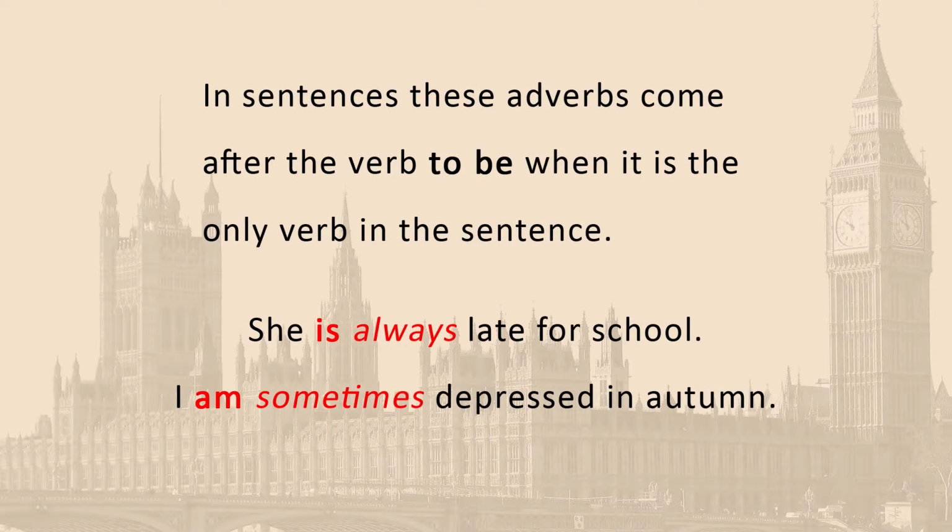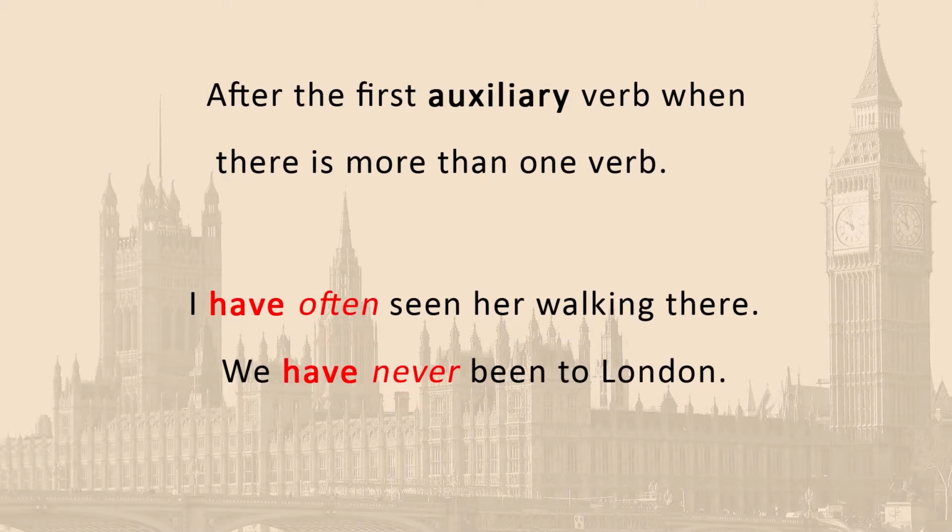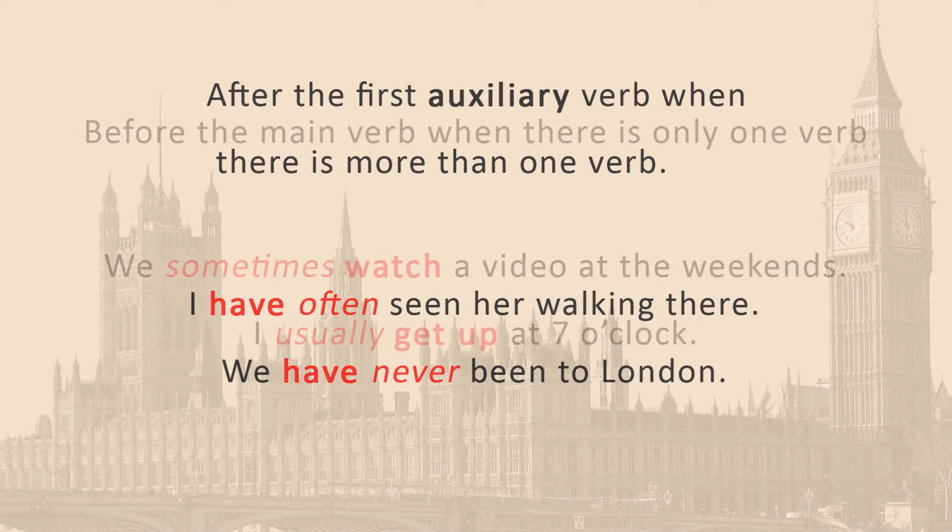In sentences, these adverbs come after the verb to be when it is the only verb in the sentence. For example, she is always late for school. I'm sometimes depressed in autumn. In sentences, adverbs of frequency come after the first auxiliary verb when there is more than one verb in the sentence. For example, I have often seen her walking there. We have never been to London.